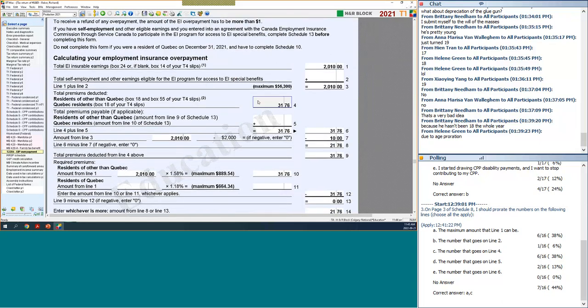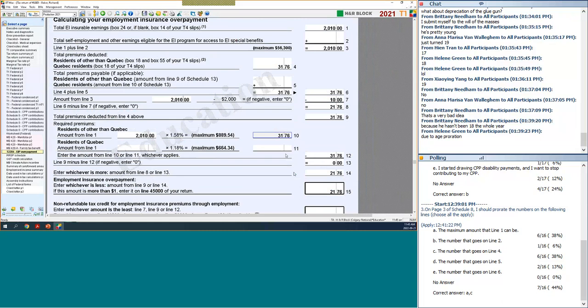So EI, total insurable earnings is box 24. There it is. Total premiums deducted was $31.76. Then I'm going to get down here and I'm going to say the amount from line 3 minus 2,000 is 10. Okay? And then I'm going to take line 6 minus line 7, and that gives me line 8. Then I'm just going to remember that number exists, and I'm going to go on and do the rest of the calculation.